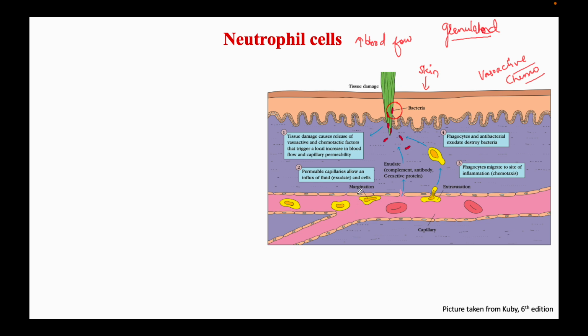So there is vasodilation, right? The capillaries dilate so that there is an increase in blood flow. And the blood capillaries increase their permeability so that the cells can squeeze through. So this is the first step: vasodilation and vascular permeability.